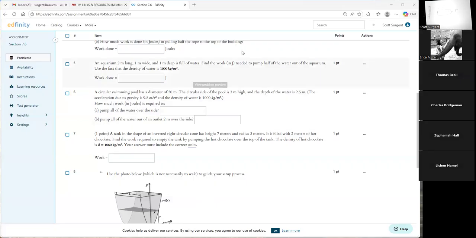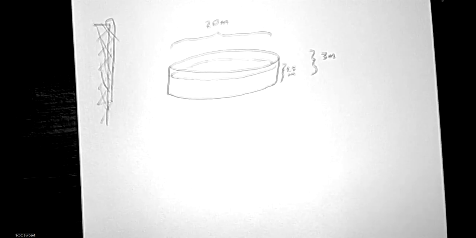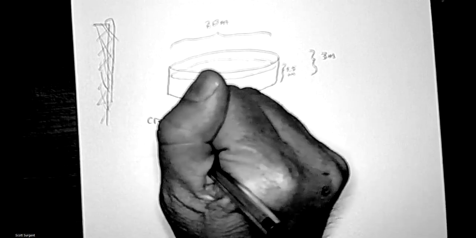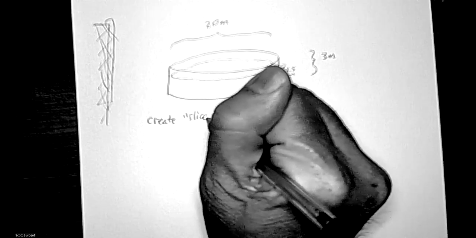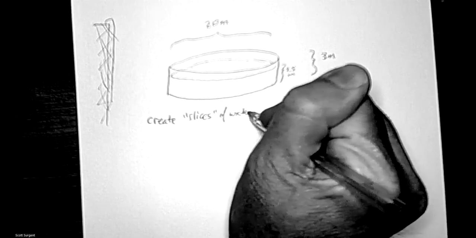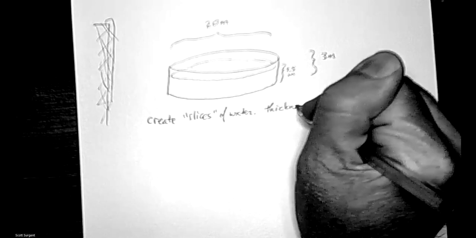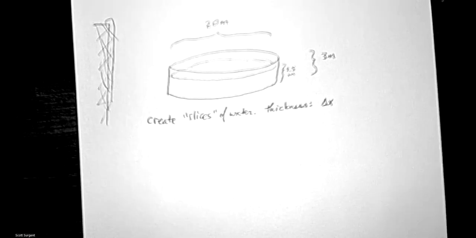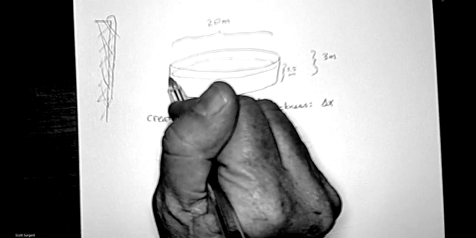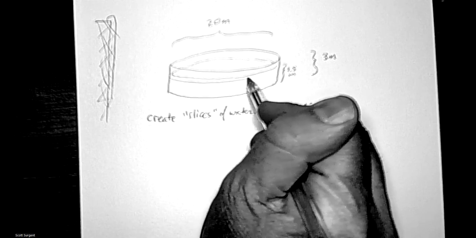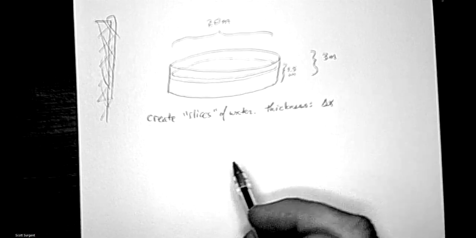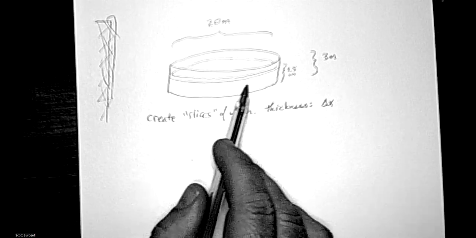All right, so we're going to pump the water over the side. That's not the best picture. So what we're going to do is create slices of water. The thickness will be delta X. It's almost like I'm taking a slab of water. So that's basically a cylinder, a very flat cylinder.